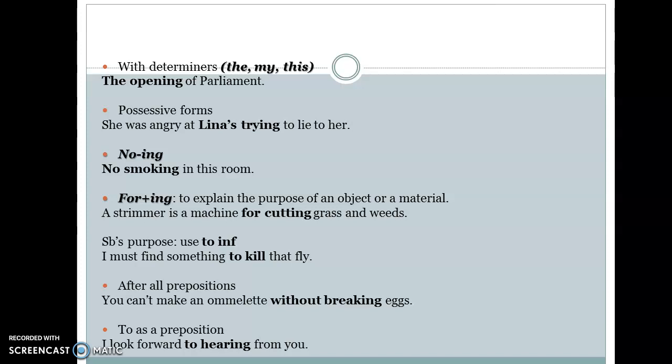After all prepositions, this is a golden rule, we use ing, we use the gerundial form. And after to as a preposition, we also use the gerundial form. I look forward to hearing from you, not to hear from you.